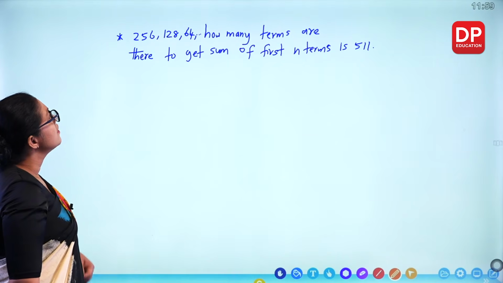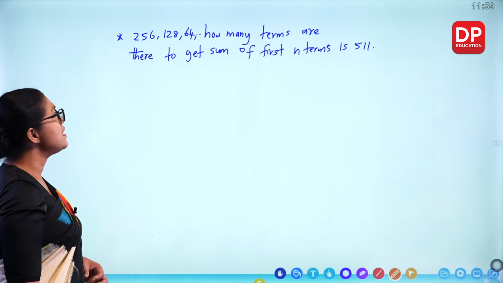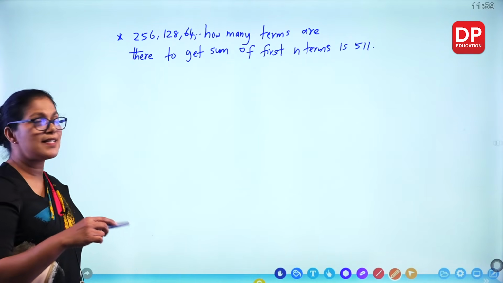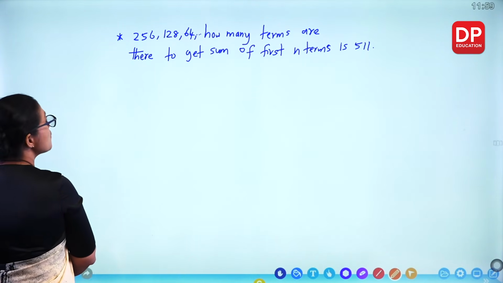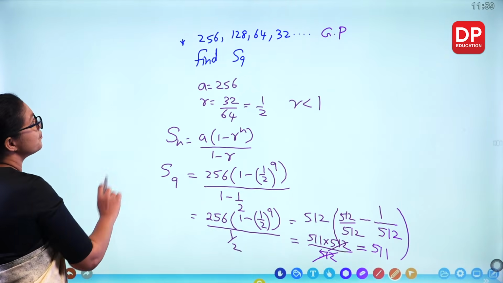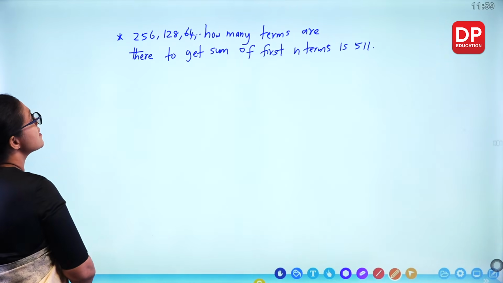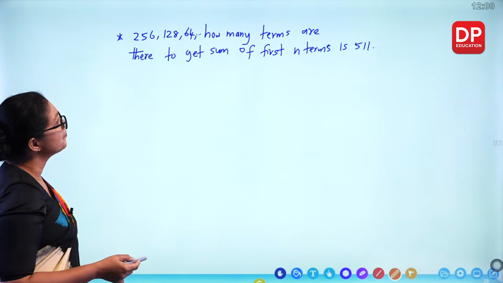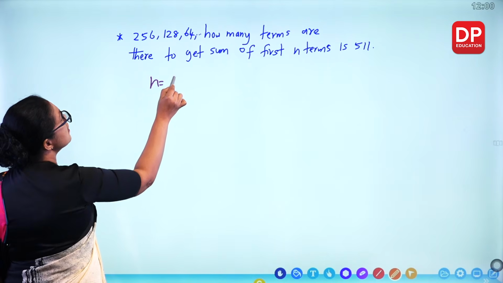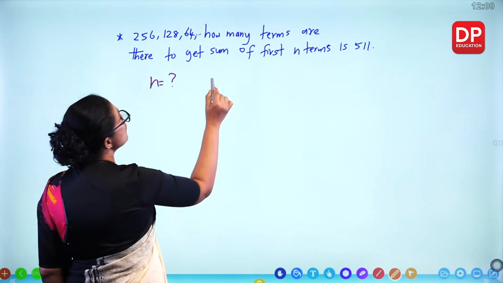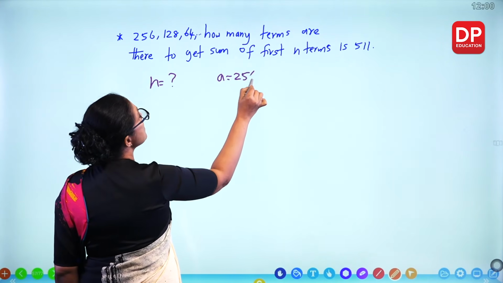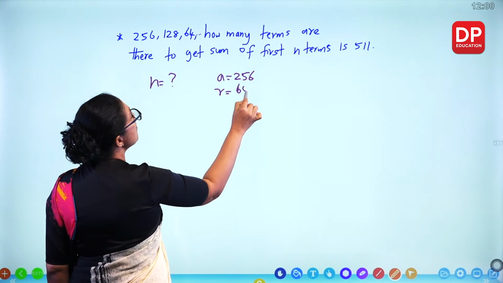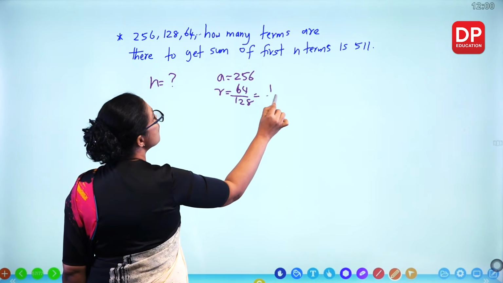Look at this one. You have been given a sequence. How many terms are there for the sum of the first n terms to be 511? So this is the reverse of the previous one. In the previous one, you were given the same sequence and now the sum is given. You are asked to find n. So what's A? 256. What's R? 64 divided by 128, that's half.